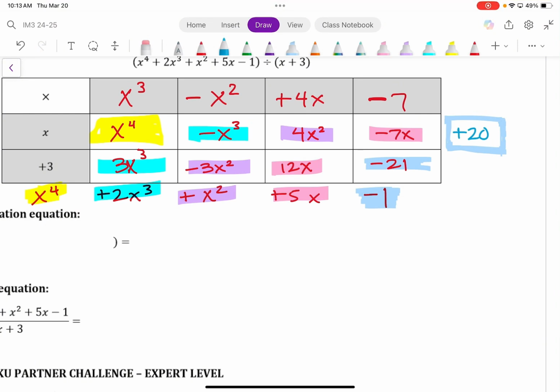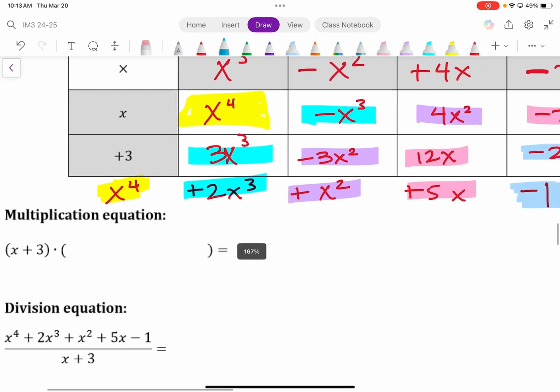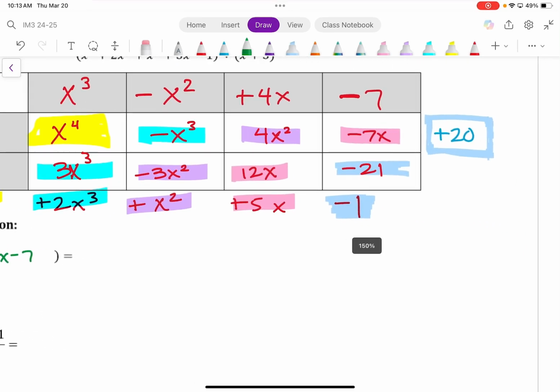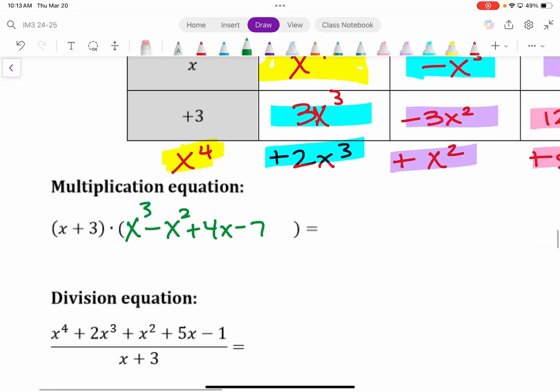Okay. So how do you write your answer then? Well, this is how you do it. You're going to write out your factor like this. X to the third minus x squared plus 4x minus 7. And then that remainder of 20, you're going to write it as a fraction. Plus 20 over x plus 3. So you write it as a fraction over the other factor.